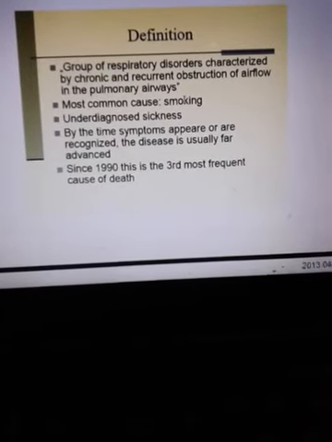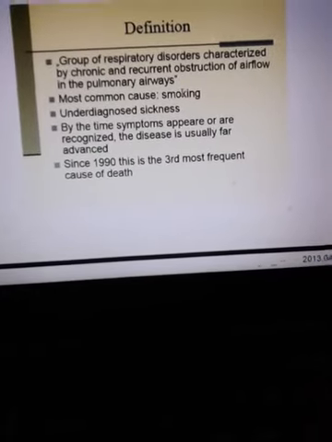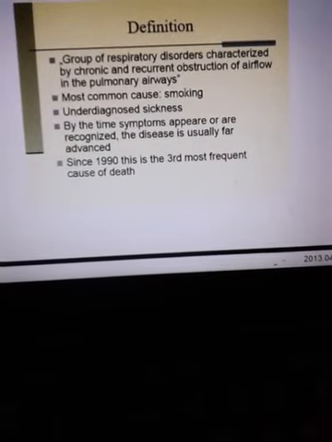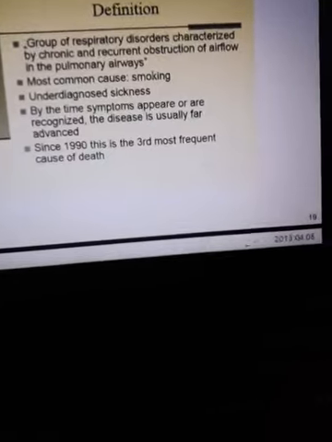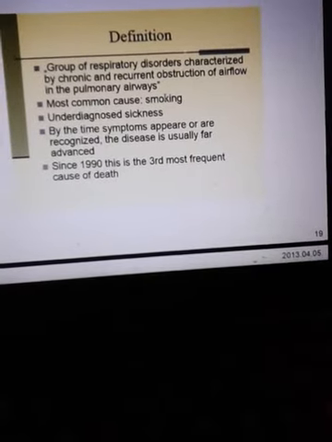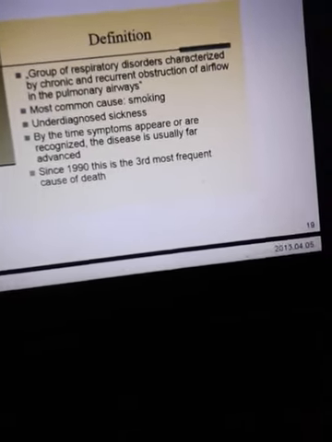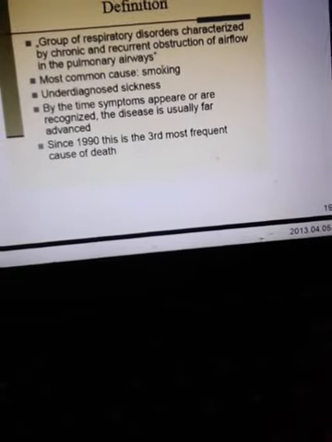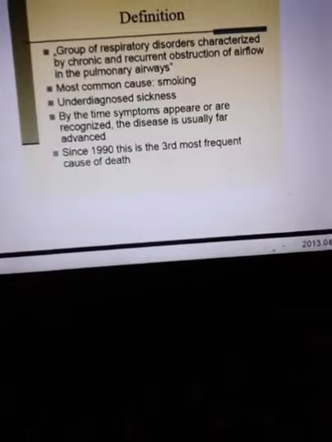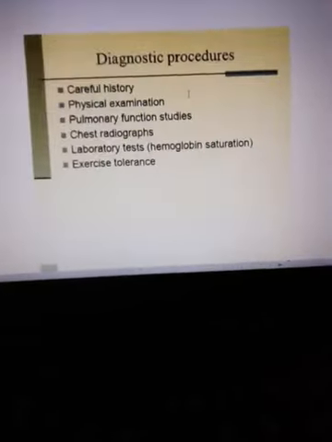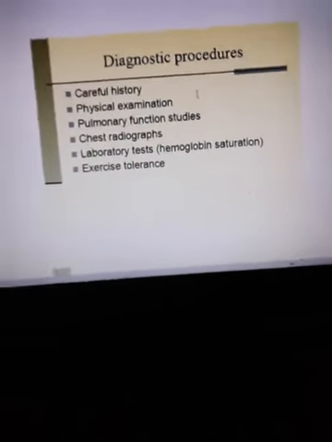The most common cause of COPD is smoking. It is also an underdiagnosed sickness. By the time symptoms appear or are recognized, the disease is usually far advanced. Since 1990, this is the third most frequent cause of death.